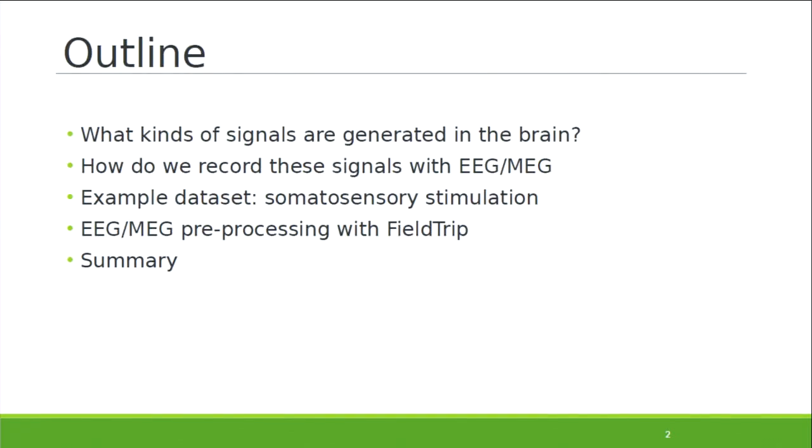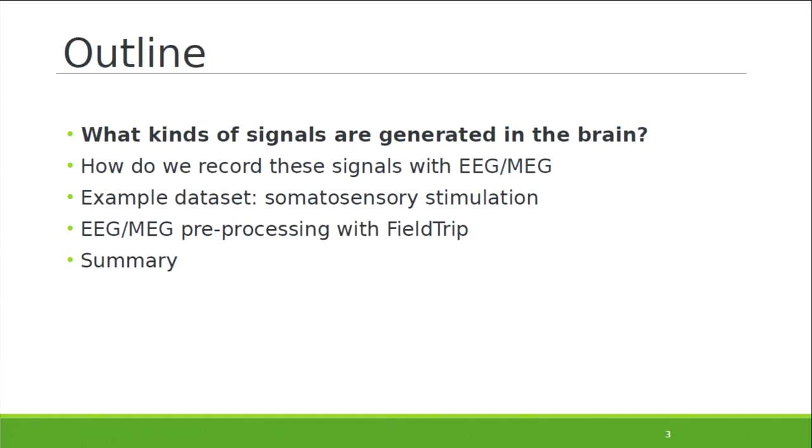First we will have a look at what kinds of signals are actually generated in the brain. Afterwards we will look at how we can record these signals with electro- and magnetoencephalography. Then I will briefly introduce to you the example dataset that we will also use during the hands-on sessions, which is a somatosensory experiment. And the main part of the talk is how we can use FieldTrip to do the pre-processing of these EEG, MEG datasets. So I will present to you different functions that FieldTrip offers. And in the end, there will be a short summary.